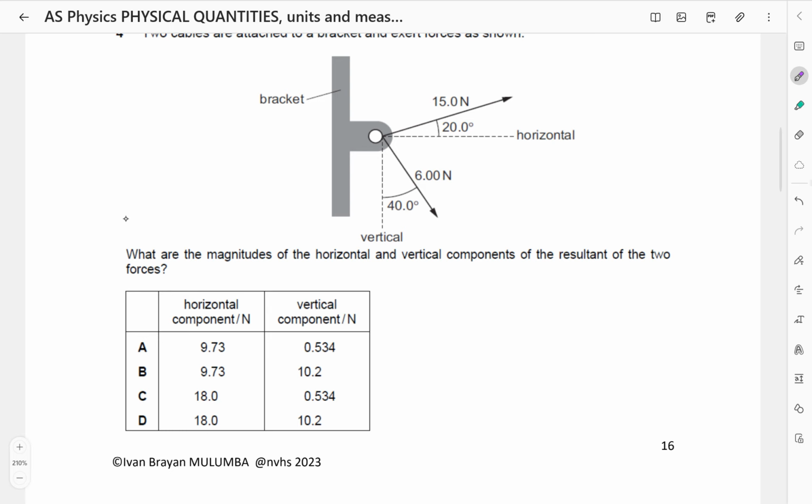The magnitudes of the horizontal and the vertical components of the resultant of the two forces. Okay, so let's find the horizontal. They are only going to act towards the right in the horizontal. Resolving 15 to the horizontal, it will point that side, and it will be 15 cos 20.